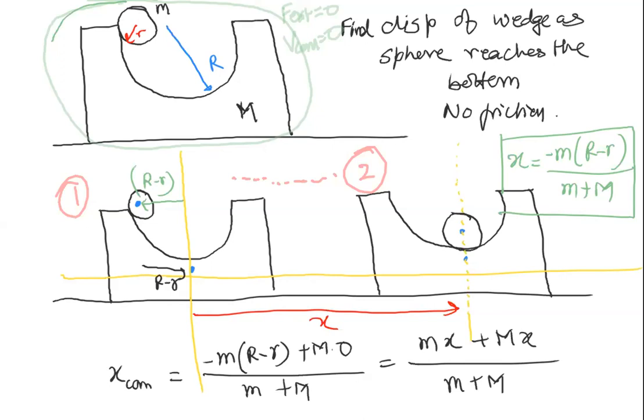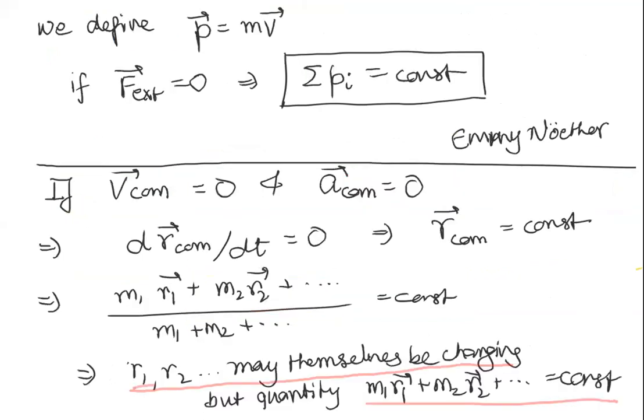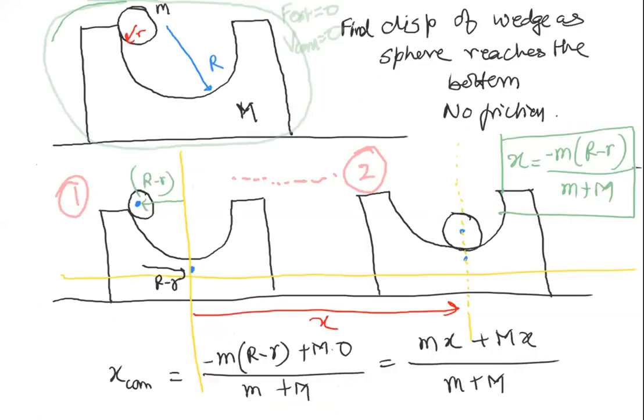It will never change. Therefore, I had written R1, R2, that means the individual locations of the particles may themselves change with time, but the quantity M1 R1 plus M2 R2 plus M3 R3 does not change with time. This is what you have to grasp. This is what you have to understand.